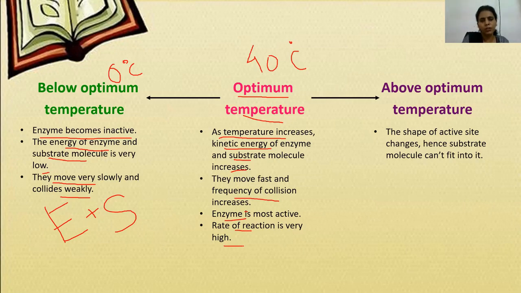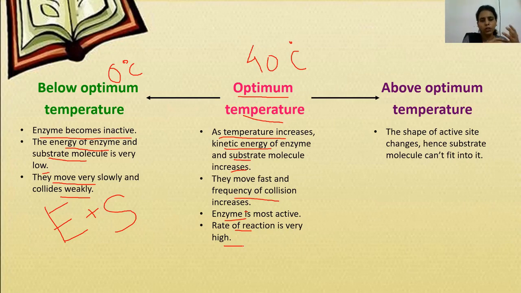So you should remember that as temperature increases, there will be an increase in kinetic energy of the molecules, and molecules include both enzyme as well as substrate molecules. Due to the increase in kinetic energy, they move fast, and the frequency of collision also increases. The enzyme is most active at optimum temperature, and hence the rate of reaction is very high.